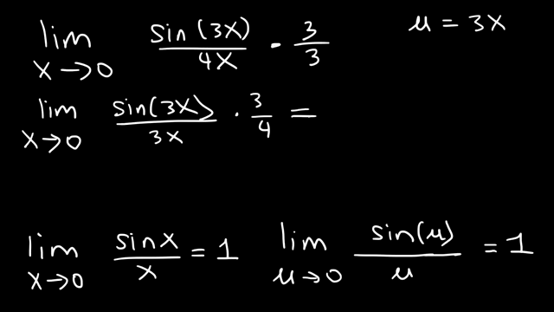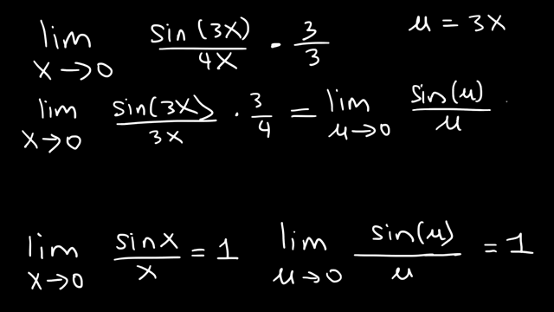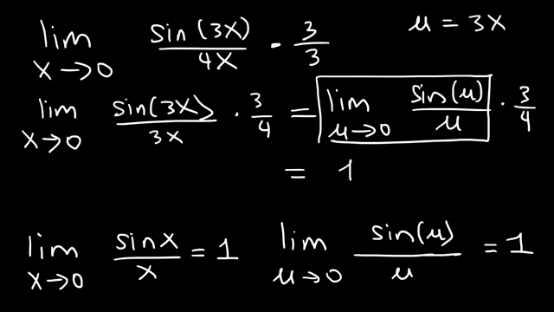So now, using substitution, I'm going to replace everything. So instead of x approaching 0, u is going to approach 0. And I'm going to replace 3x with the u variable. So I have sine u divided by u times 3 over 4. Now this expression here is equal to 1. So it's 1 times 3 over 4, which the final answer is 3 over 4. So that's how you can show your work with questions like these.